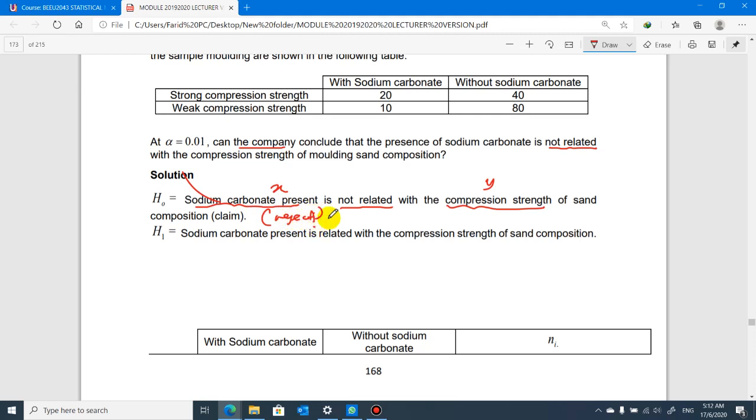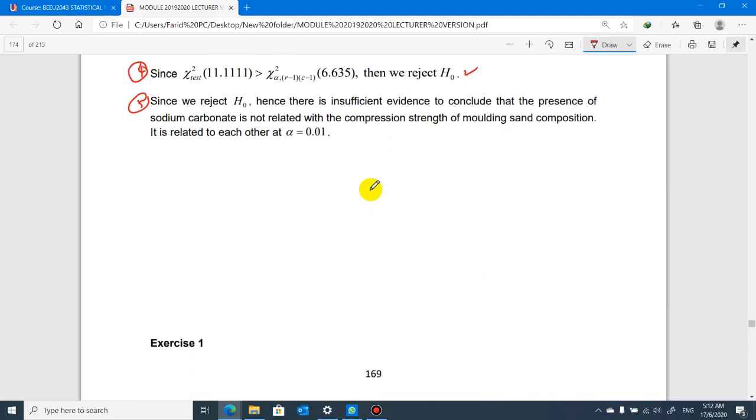So claim dekat atas, which means since we reject H0, then there is insufficient evidence to conclude that the presence of sodium carbonate is not related with the composition. So maksud dia ada relation, dia related.